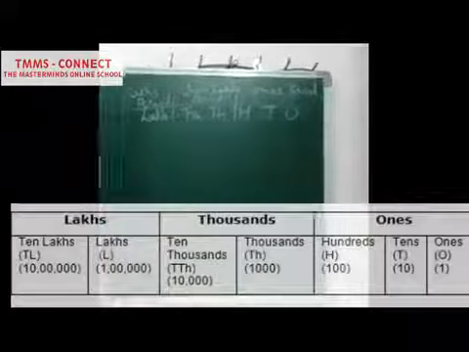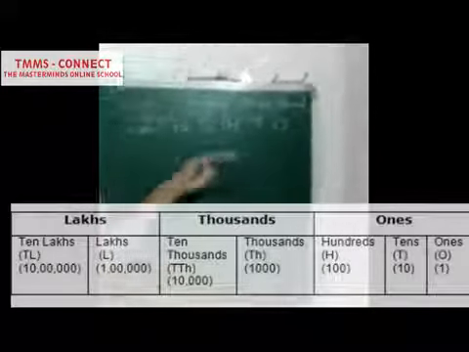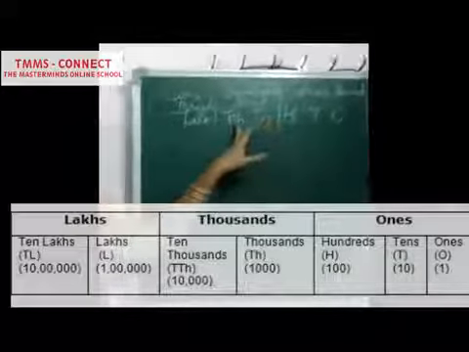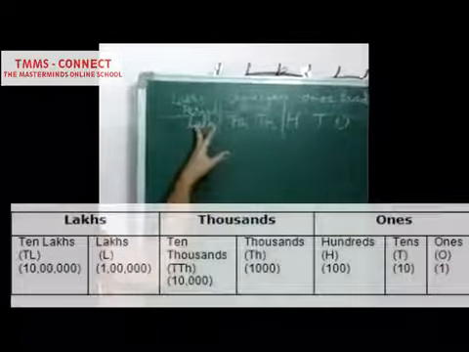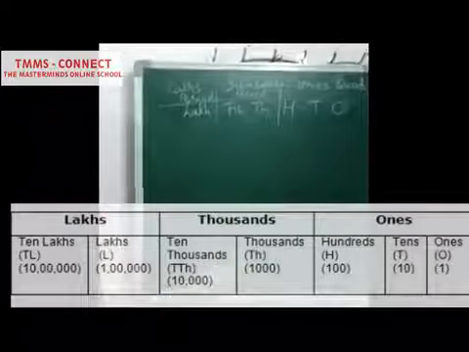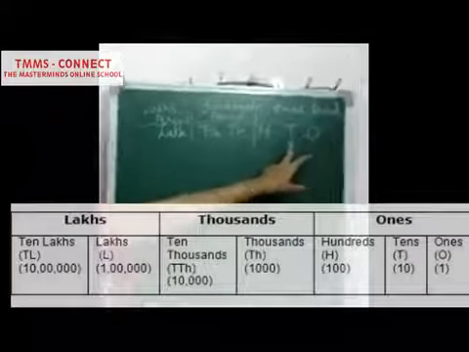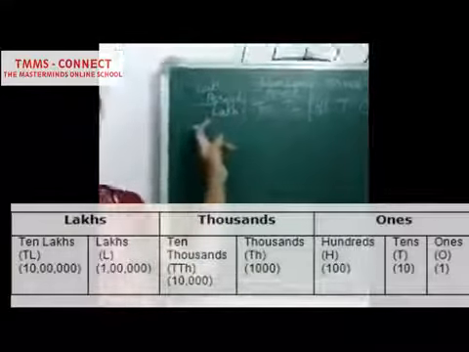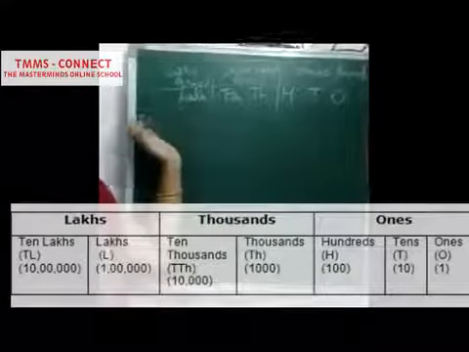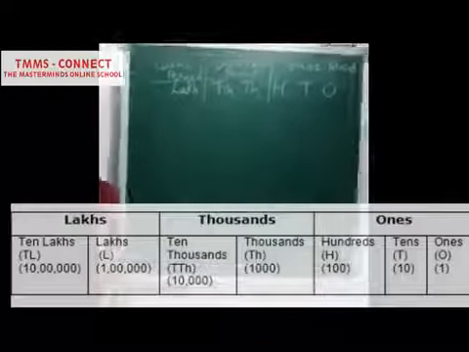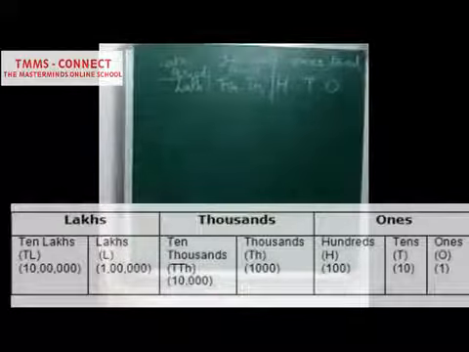So this is a 6-digit number: ones, tens, hundreds, thousands, 10,000 and lakh. Let us repeat once again: ones, tens, hundreds, thousands, 10,000, lakhs. So we call this place value chart, up to this place, a 6-digit number. Let us see a few examples of the 6-digit number.